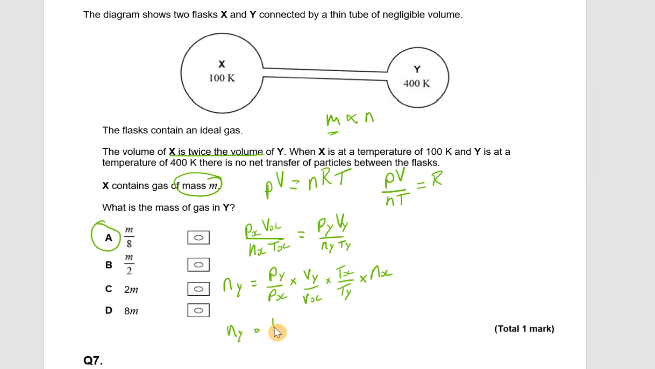The pressure is the same, so the ratio of pressures is 1. The volume: the volume in X is twice the volume of Y, so I can have 1 over 2 there, and the temperature of Y is 4 times the temperature of X. So if we put all that into our calculator, we discover that the number of moles of Y is equal to the number of moles of X over 8, and as I said, the number of moles is directly proportional to the mass, therefore the answer is A.